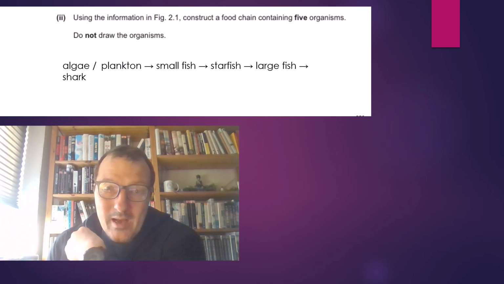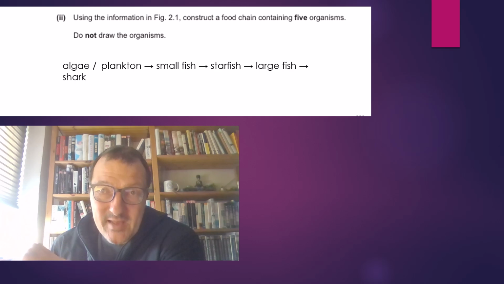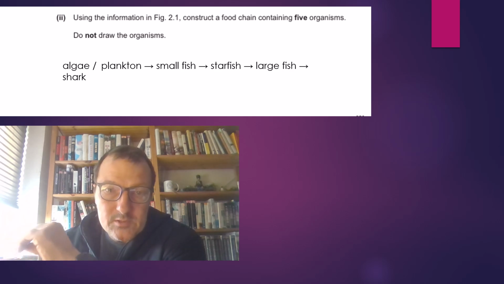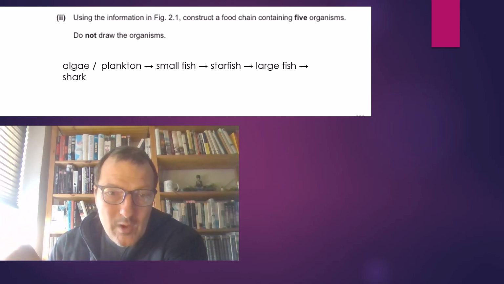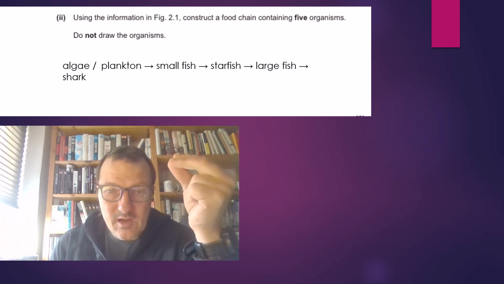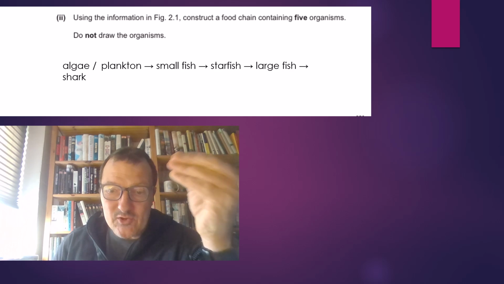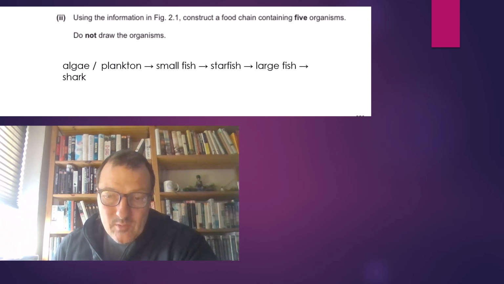And also, I had people who draw, and again, they say do not draw. So if you want to have a food web that contains 5 organisms, well, we can say plankton, then the small fish, starfish, large fish, and then the shark, and that will get you the point. Again, this is a good example, and you have to be careful to read exactly what they're asking in the question.